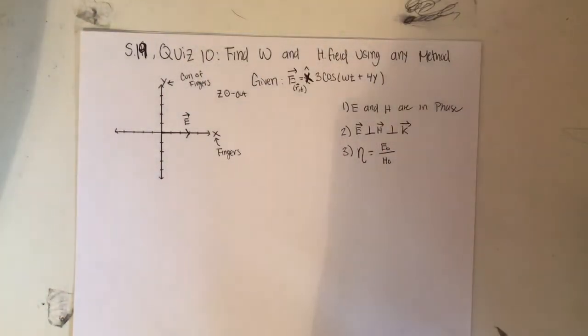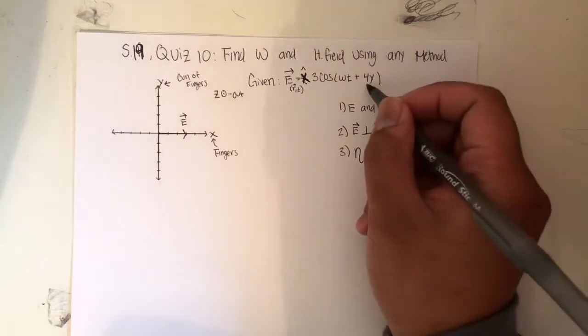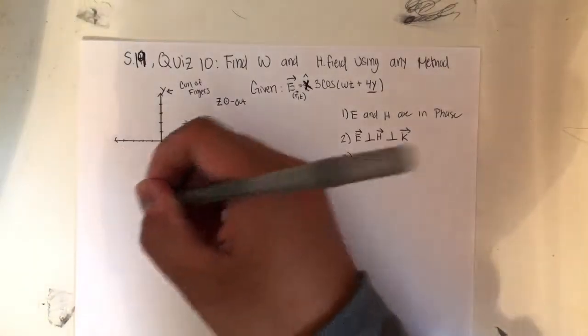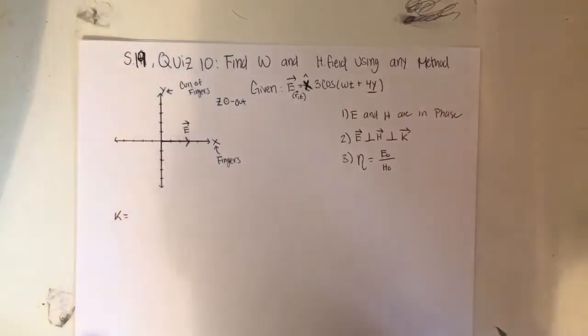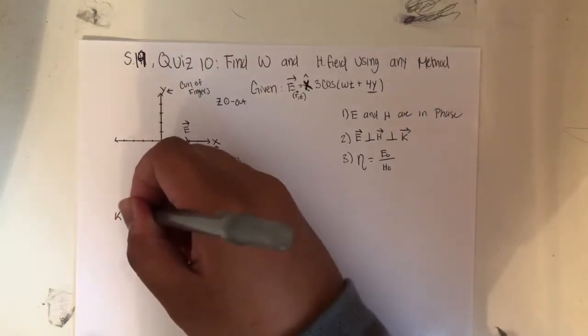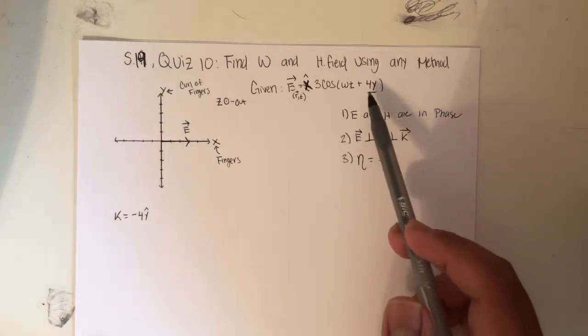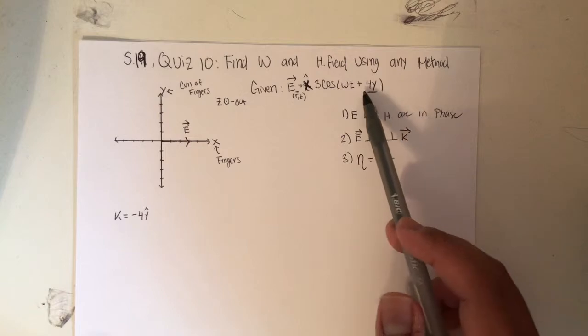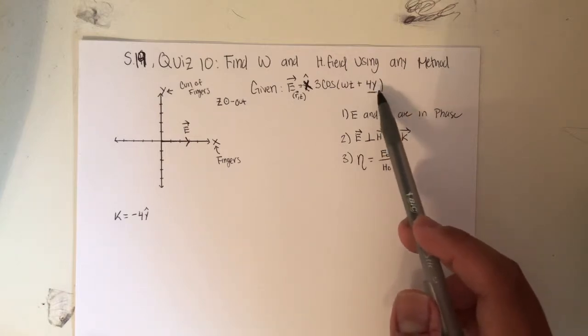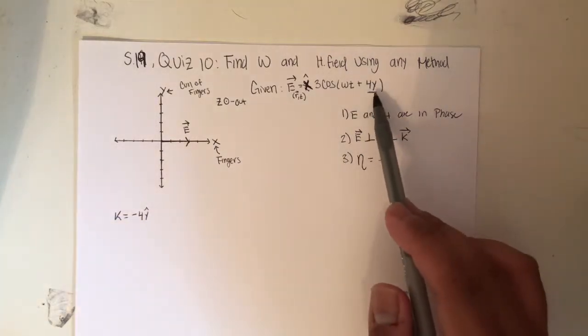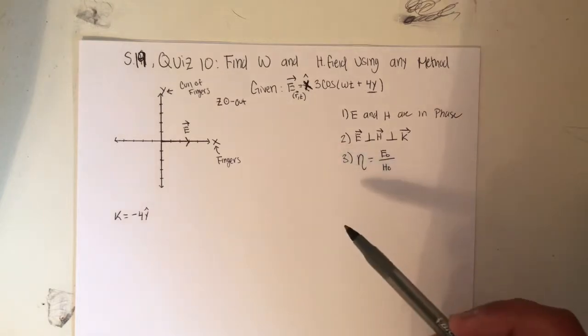And then we'll go ahead and plot our K direction. Our K direction is given by this term right here. So we know that our K direction is equal to negative 4y hat, because it's always opposite of this term right here. So if it's positive 4y in our phase, our K direction will be negative 4y hat. If this was negative 4y, our K direction will be positive 4y hat.